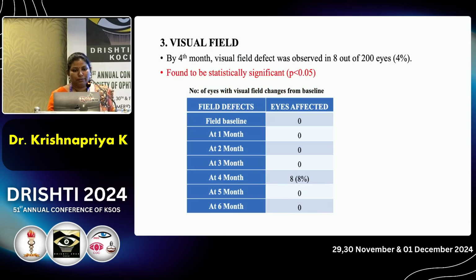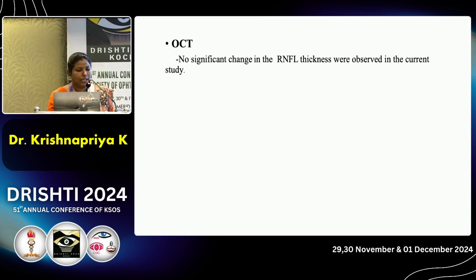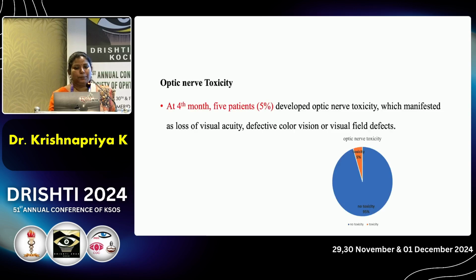Similarly, visual field defect was found by the 4th month in 8 out of 200 eyes, that is 4%, and that also was found to be statistically significant. But in OCT, we found no significant changes in RNFL thickness in this study.